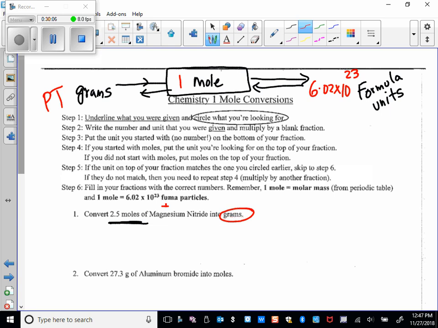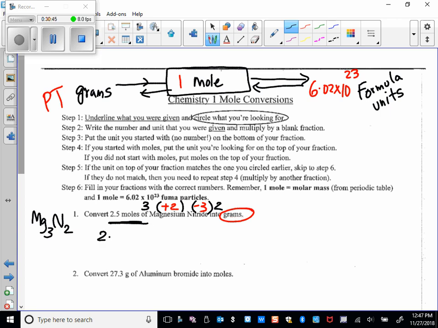What is the charge on magnesium? Plus 2. Nitrogen is a negative 3. So how will I balance them? Multiply this side by 3, that side by 2. What is my formula for magnesium nitride? Mg3N2. Is everybody comfortable with that? Yes. I multiplied, right? 2 times 3, 3 times 2. Everybody got that? Okay.